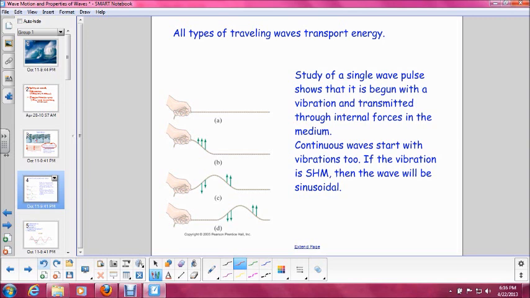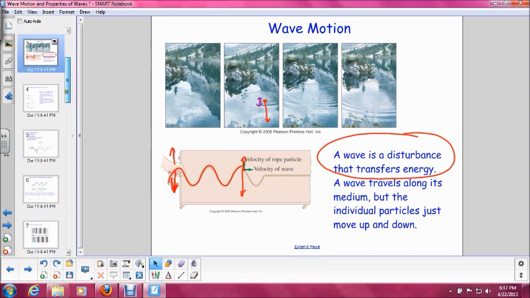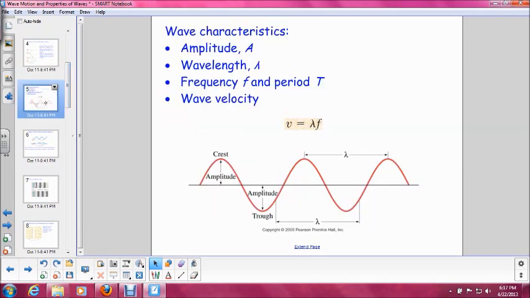Continuous waves, or having more than one pulse, start with vibrations too. But you can get those vibrating in simple harmonic motion. If you do that, that is when you're going to get a wave that looks like a sine pattern, which is why we talked about simple harmonic motion in the last video. Now, let's apply some of the terms we learned in the last video to a sine wave to really understand what a wave is doing.